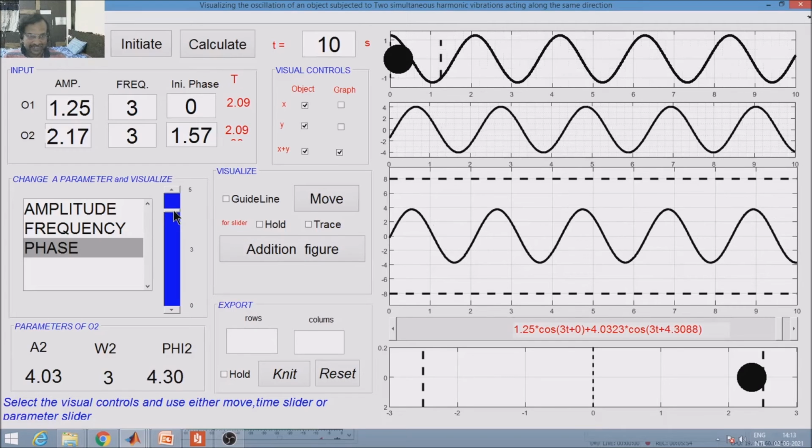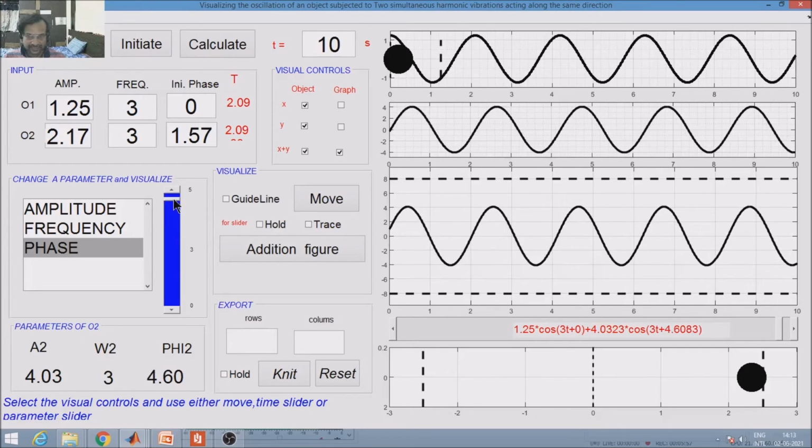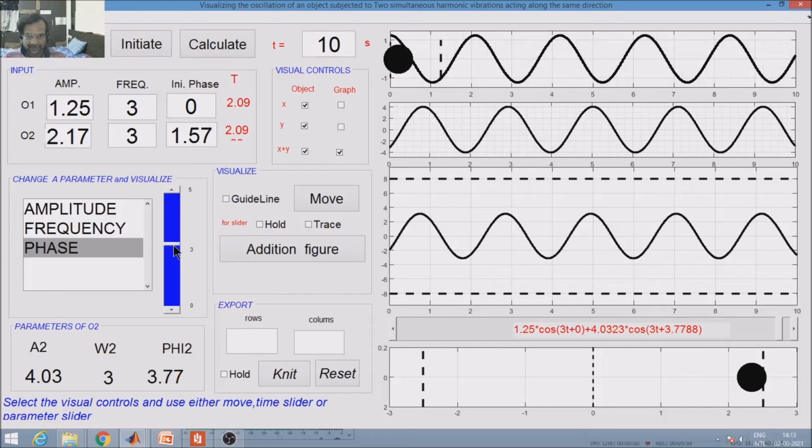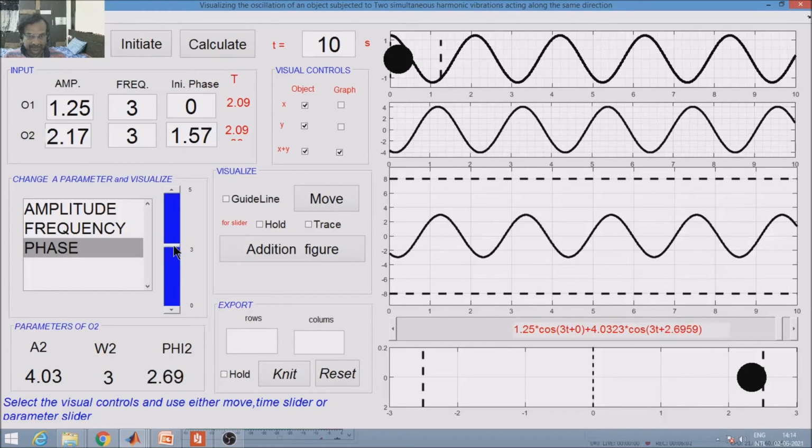So this is the case of equal frequency, where the phase is changing. Now let us observe another important case where the amplitudes are also same. Let's put 2 and 2 for this, calculate. Now the frequencies are same, amplitudes are same, and let us see what happens as a function of changing phase.